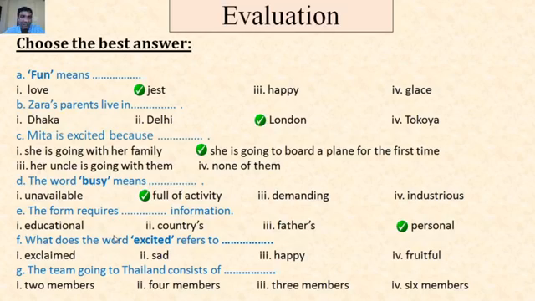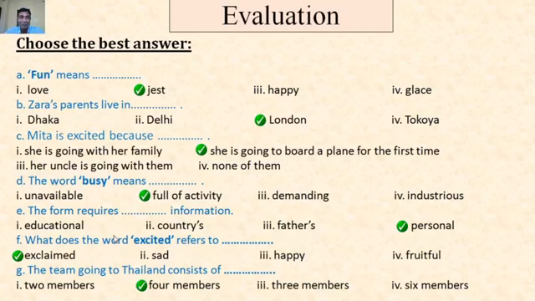F. What does the word excited refer to? Exclaimed, sad, happy, fruitful. Yes, you all are right. It is number 1, exclaimed. G. The team going to Thailand consists of 2 members, 4 members, 3 members, 6 members. Yes, the team going to Thailand consists of 4 members, as they are Mita, Jara and her parents. So there are 4 members.